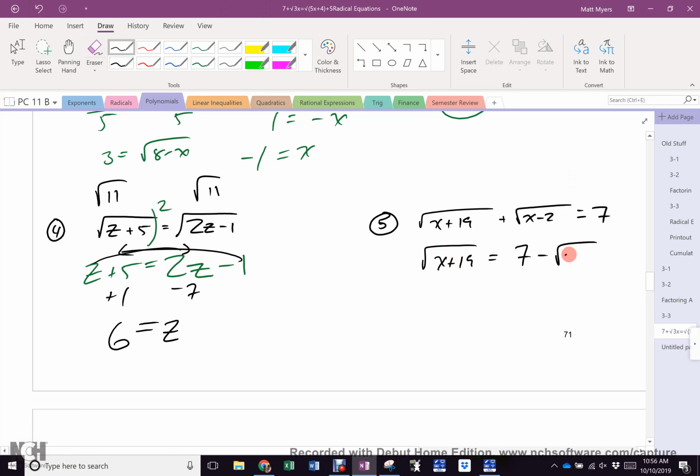7 minus root x minus 2. Or you could have moved the x minus 19. It doesn't matter. Square both sides. X plus 19 equals... and again, this is where your grade 10 distribution comes in. 49 minus 14 root x minus 2 plus x minus 2. Then collect your like terms.